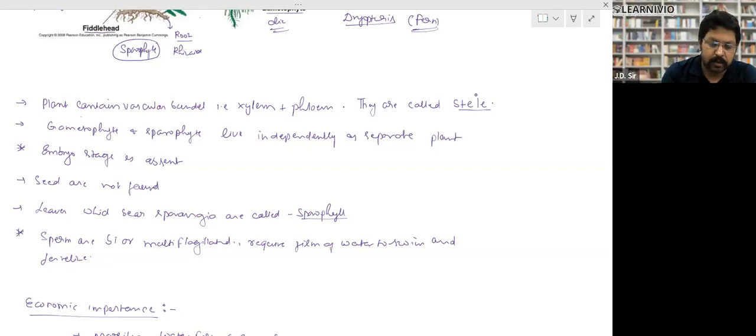Note it down. Xylem do not have vessels. Xylem, underline this thing. Xylem do not have vessels, and phloem do not have companion cell.